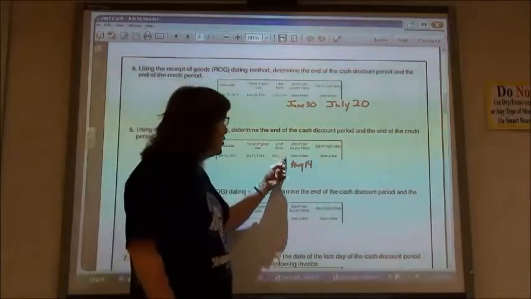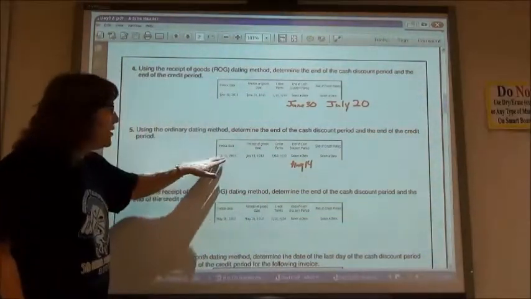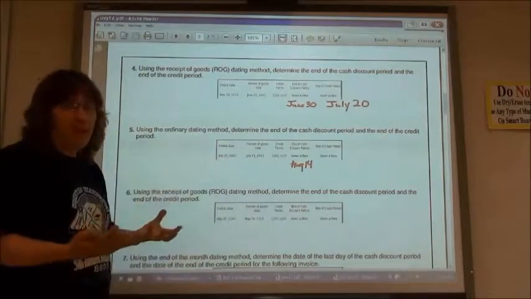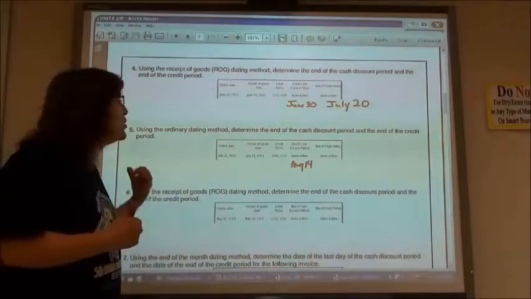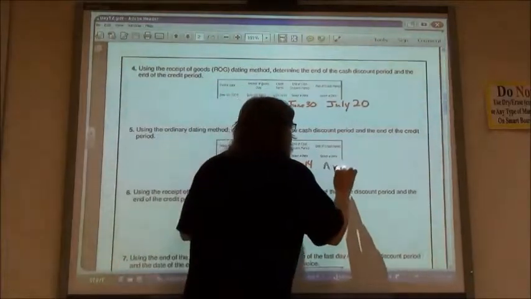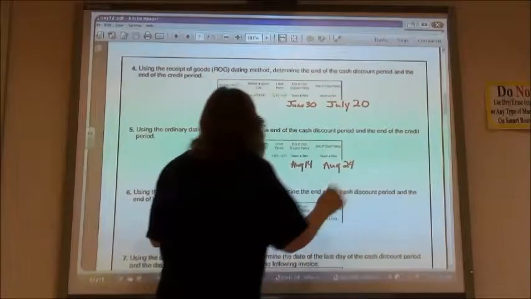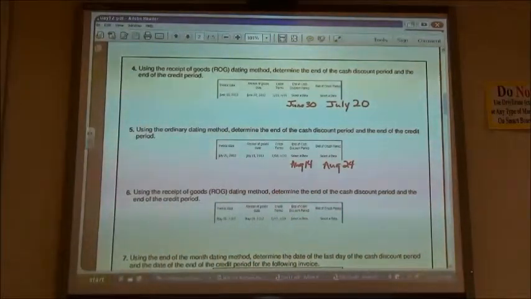The net is due within 30 days. It was July 25th, but because July has 31 days, it's then going to be 1 day backwards from that, so August 24th would be 30 days from July 25th.